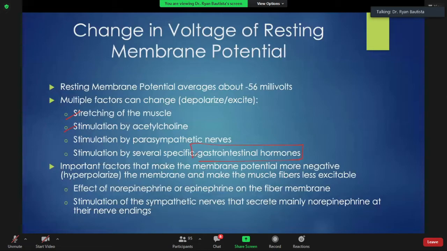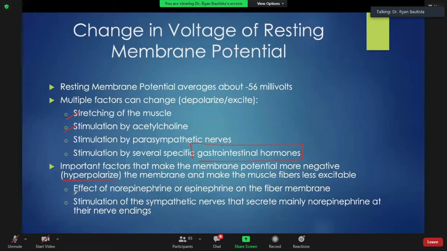Okay, important factors that make the membrane potential more negative, or hyperpolarize the membrane, and make the muscle fibers less excitable. What can give a negative peristalsis, or make it hyperpolarized so it will be more difficult to depolarize, meaning the opposite of what can stretch it or what can stimulate it.